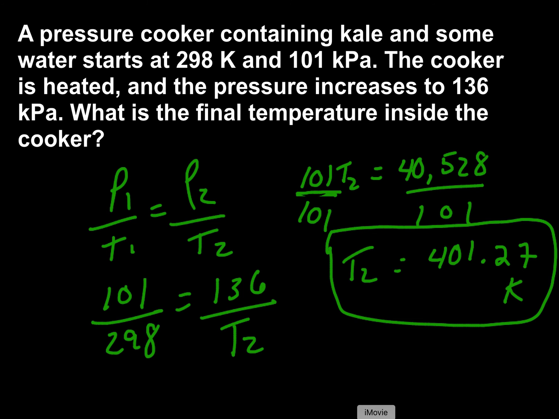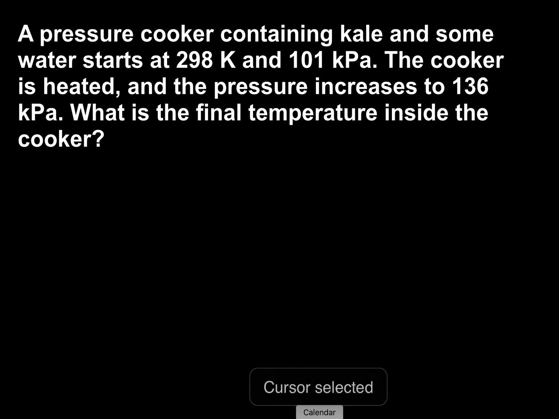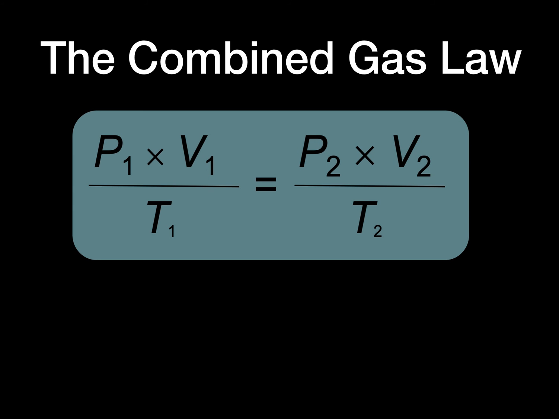All right, so now the last gas law we're going to talk about today is the combined gas law. So P1 times V1 over T1 equals P2 times V2 over T2. Once again, pressure and volume can be any unit, they just need to be the same on both sides of the equal sign, and temperature needs to be in Kelvin.